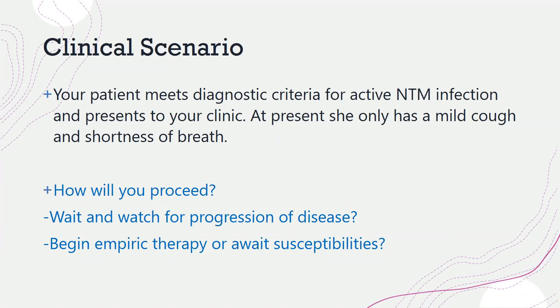The big question to start off with is, yes, this patient tested positive, but do I have to immediately jump on and add an antibiotic regimen, or can I wait and watch for progression of the disease? And what does that look like for a patient? Or if I do decide to treat them, do I begin empiric therapy based on recommended regimens, or do I await susceptibility? So let's answer those questions one by one.